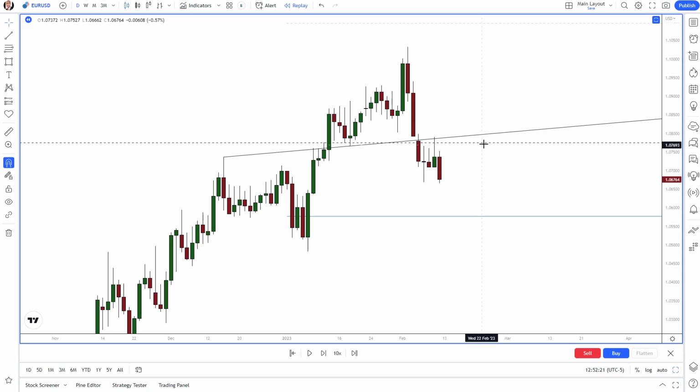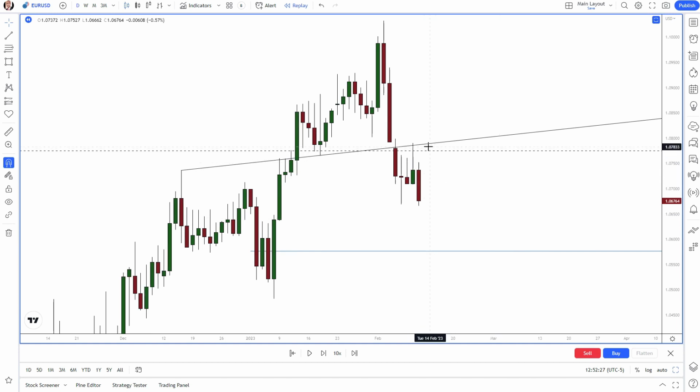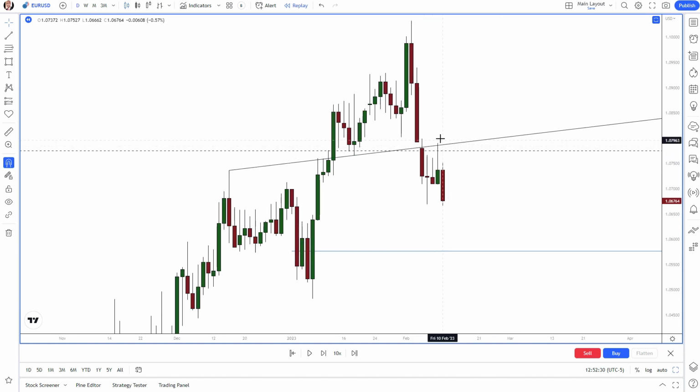And I ended up taking a short. I had a limit order at 1.0788, which was extremely precise. I was expecting the market to go a little bit higher, but it found resistance right over here.